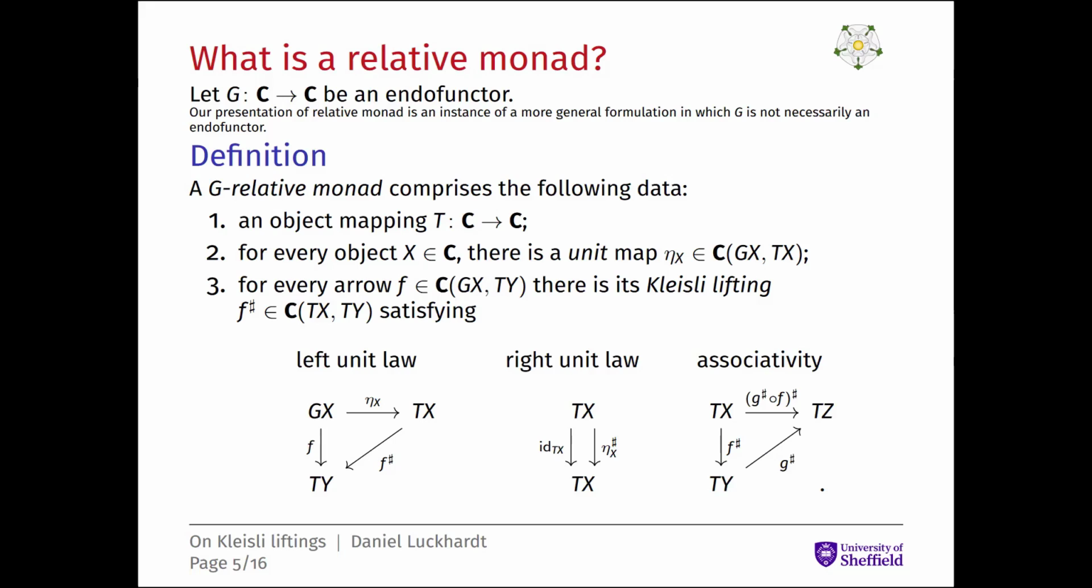So for instance, your unit map does not go from X to T of X, but it goes from G of X to T of X. And similarly, your extension operation is not defined on morphisms X to T of Y, but G of X to T of Y. And like in the monad case, you have these laws where you add the G at the appropriate place. And now if you were very good, you noticed that I define T only as an object map.